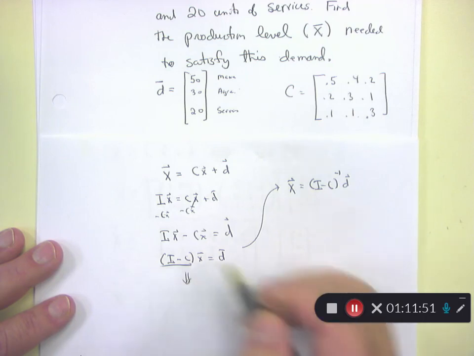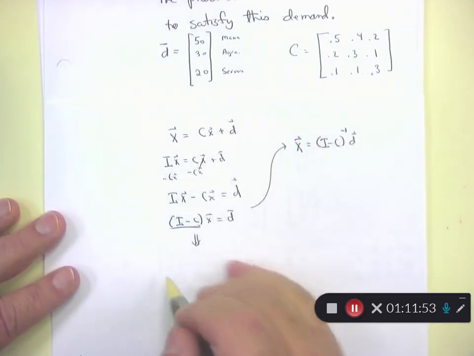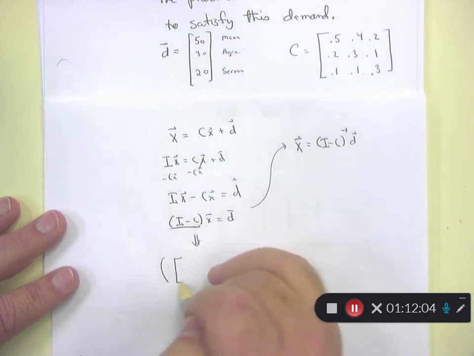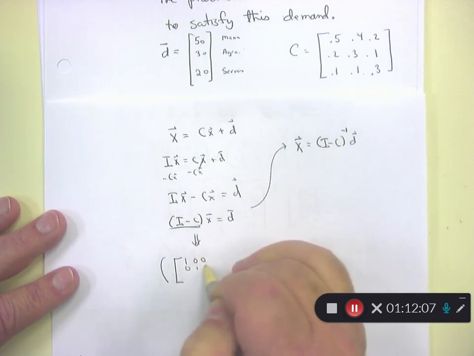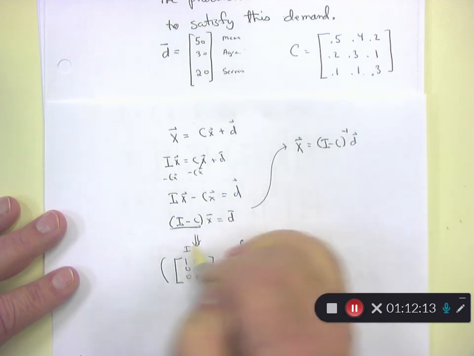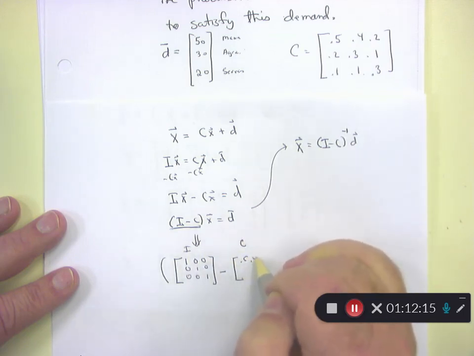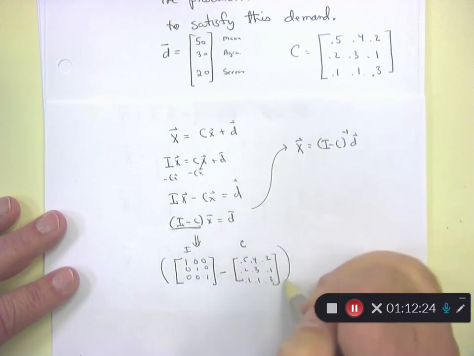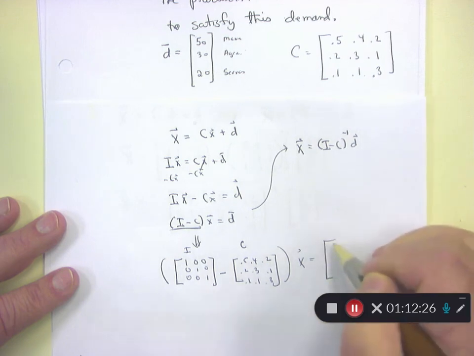In terms of this equation, based upon these two concepts, what size matrix is this? It's got to be square, always square with these consumption matrices. It's 3 by 3, so this identity has to be 3 by 3: 1, 0, 0, 0, 1, 0, 0, 0, 1, minus C. C was given to me: 0.5, 0.4, 0.2, 0.2, 0.3, 0.1, 0.1, 0.1, 0.3, times the X vector is equal to the D vector, and the D vector was 50, 30, 20.